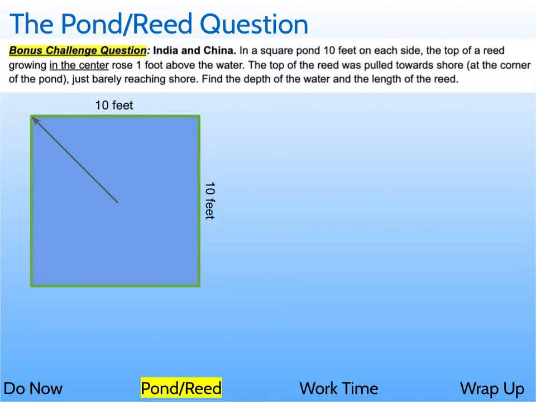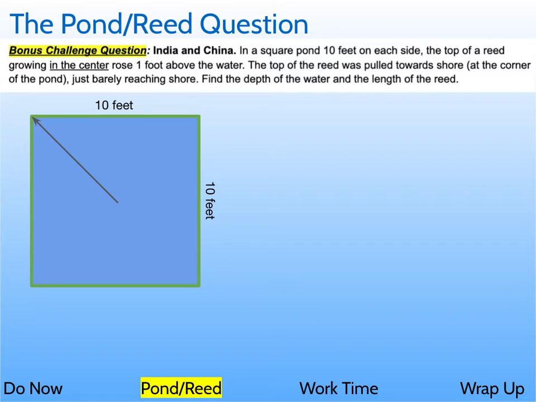The top of a reed, so a little plant sticking up from the middle here, is 1 foot above the water at that place. So it's 1 foot taller than the water. And basically they're saying they took the reed and dragged it to the corner of the pond. So one way you could look at this is if this reed, this length right here, is the length of the reed, and thus 1 foot more than the depth of the actual pond.